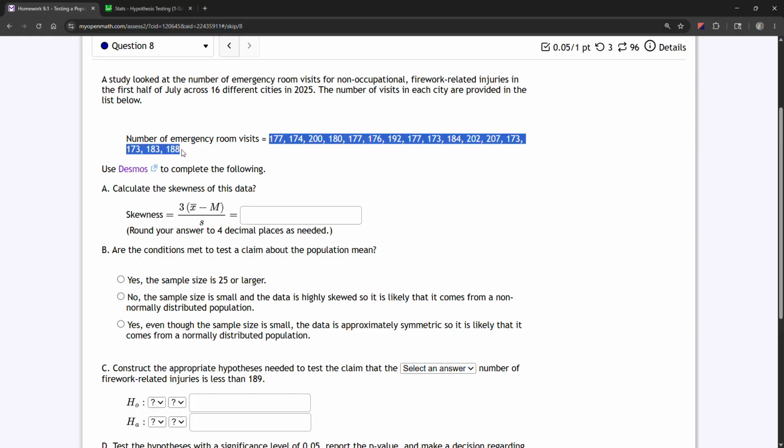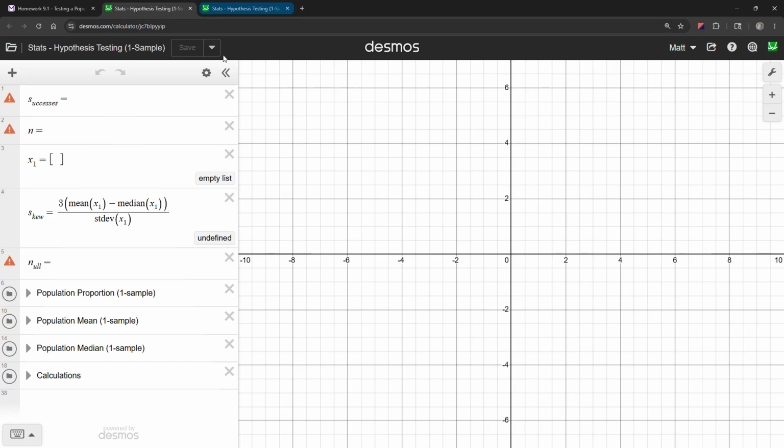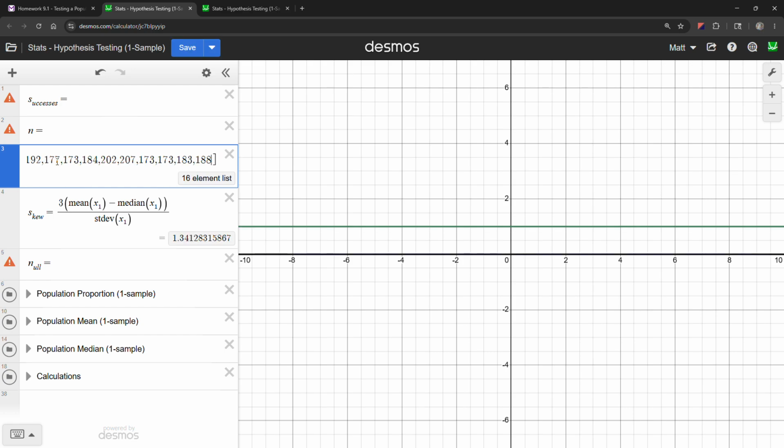We want to start by copying that data so that we can open Desmos and in part A, calculate the skewness. We'll paste that data into our X1 data set, and we get a skewness of 1.3413.